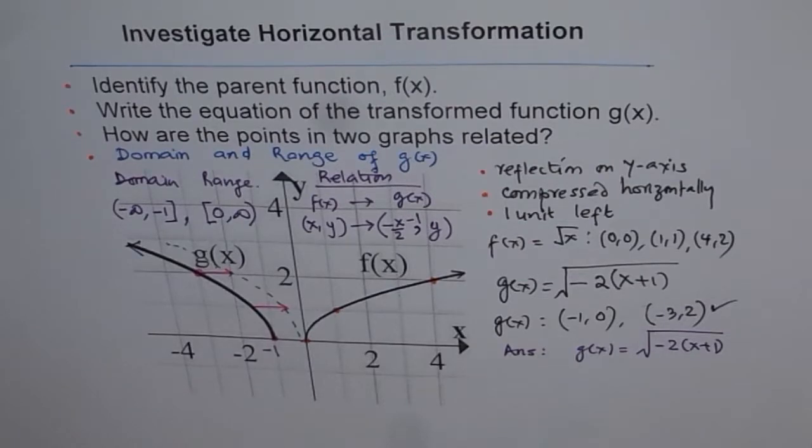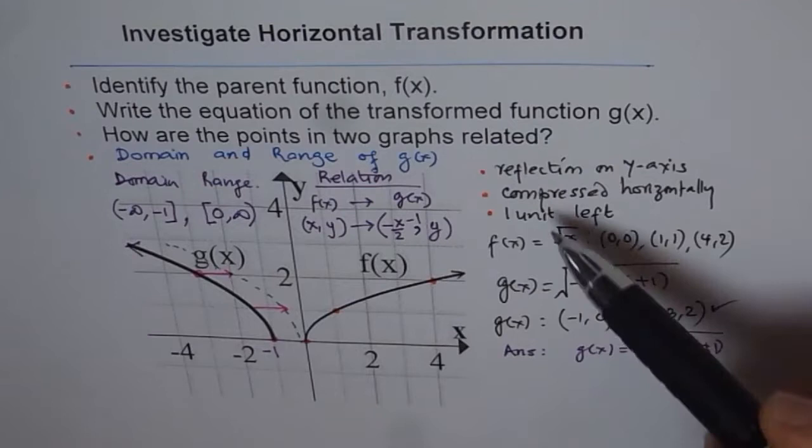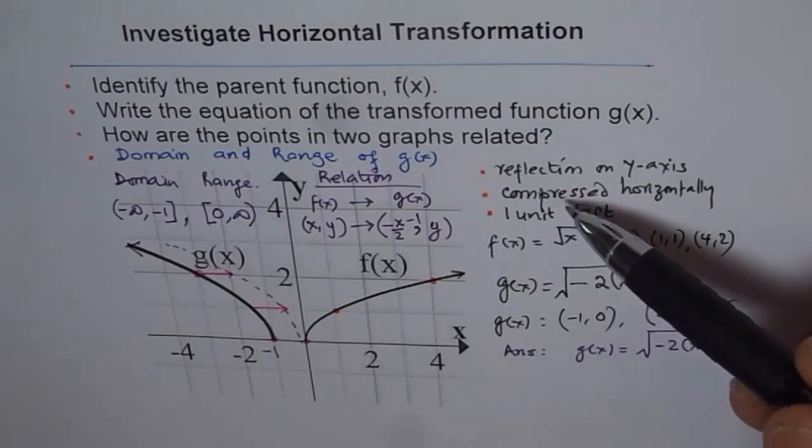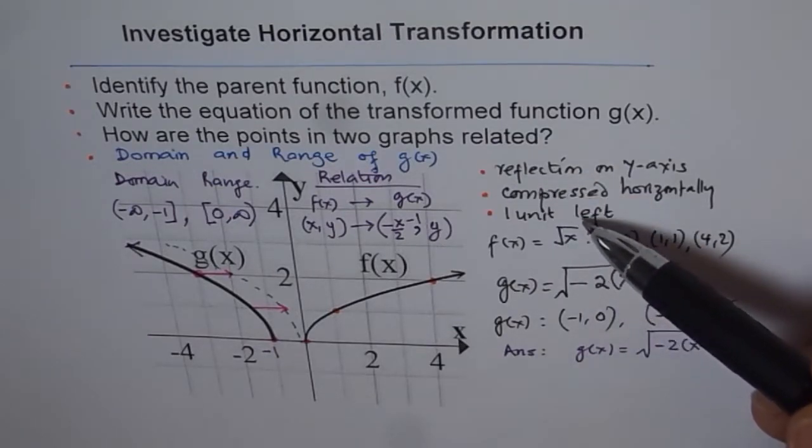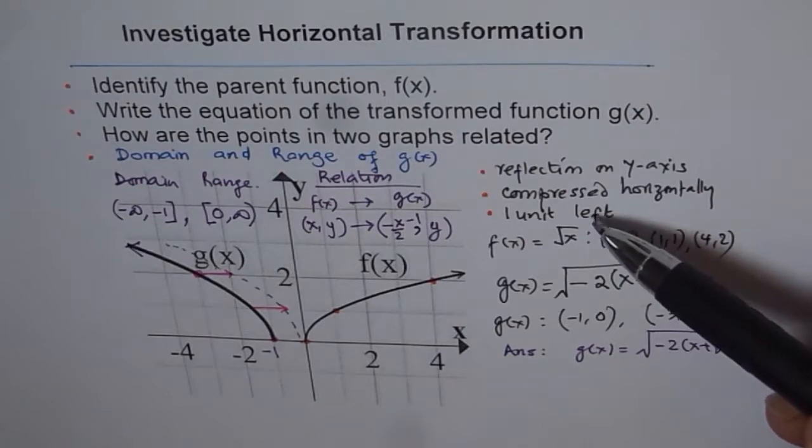So that completes the question for us, and I hope you understand all the aspects of horizontal transformation with this particular example. Remember, whenever you are doing transformations, you have to follow a sequence. All these multiplications should be done first and then the translations. Otherwise, you may get a wrong answer.